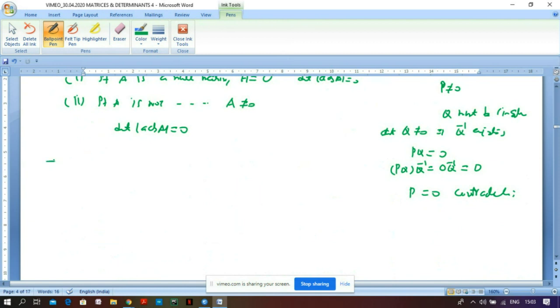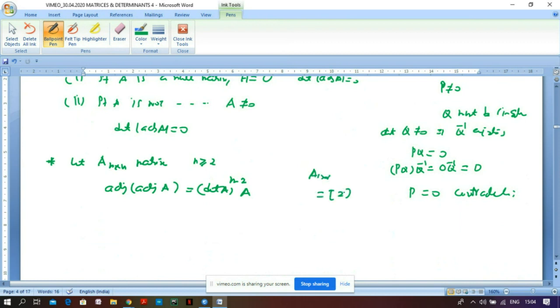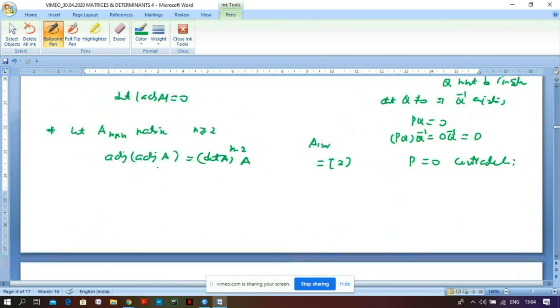So there is a result. It's also important, and it is really asked. Let A be an n by n matrix. Then you want to prove that adjoint of adjoint A equals det of A to the power n minus 2 times A. Of course, for an n by n matrix we take n greater than or equal to 2, so that it's really a matrix. If it is 1 by 1, it's just a pure scalar, so we don't bother about this. So really matrices start with n greater than or equal to 2.